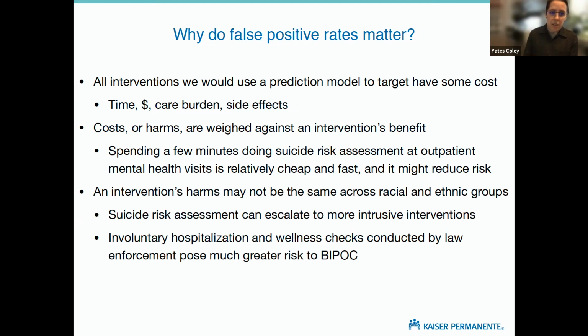So we would generally think of the cost or harms as being pretty low. But an intervention's harms may not be the same across racial and ethnic groups. So suicide risk assessment, asking somebody about their suicidal thoughts and intentions and plans, can escalate to more intrusive interventions, including involuntary hospitalization and wellness checks conducted by law enforcement, which we know are going to pose much greater risk to Black, Indigenous, and people of color. So we may be very hesitant to implement an intervention that has a higher false positive rate for Black and American Indian and Alaska Native people, like this one does, if we know that the harms associated with the intervention are higher.